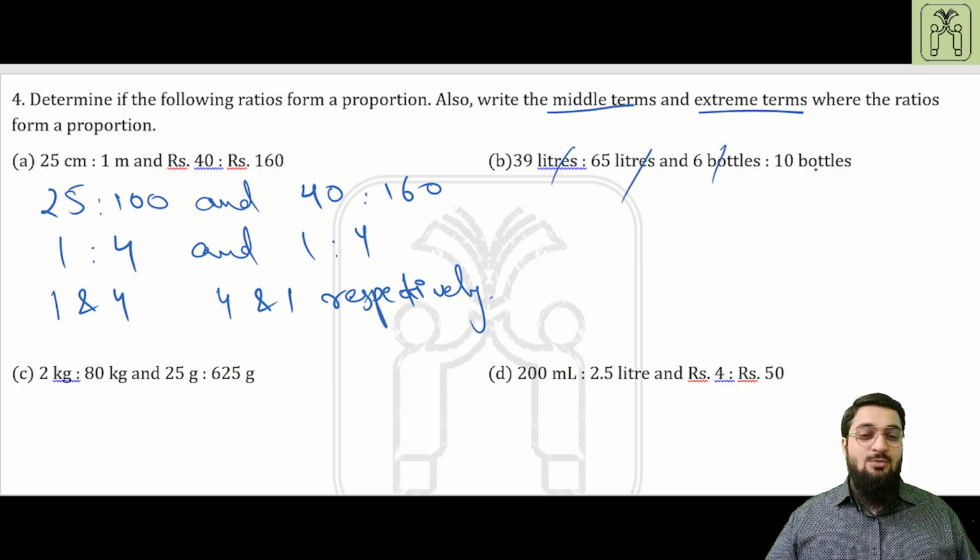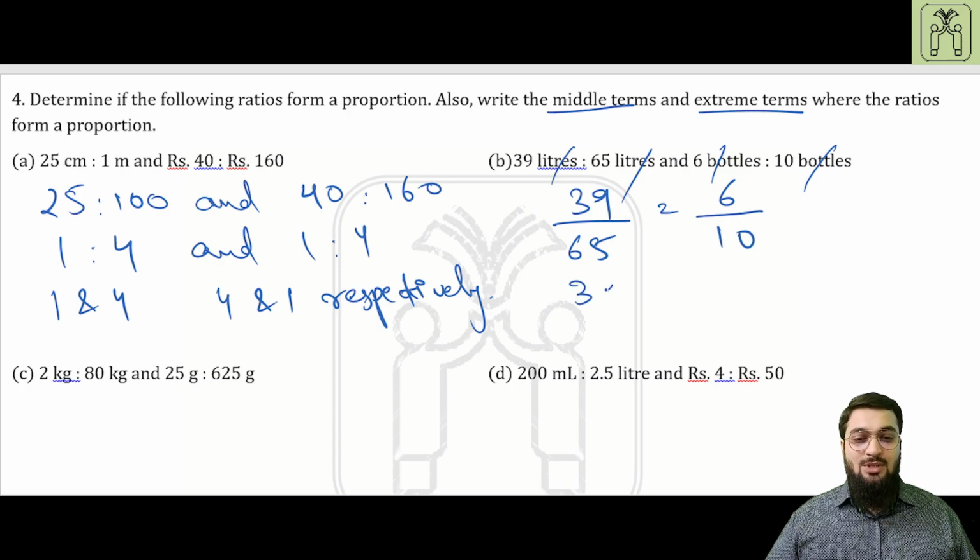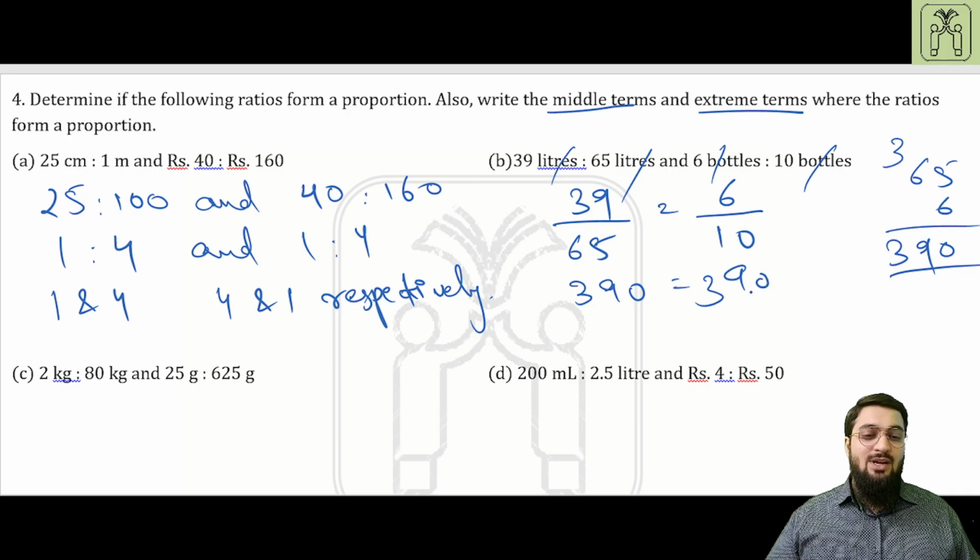Part B, 39 liters, 65 liters, 6 bottles and 10 bottles. Liter cancels out, bottle cancels out. So 39 and 65, can they be simplified? So what we will do, we will do 39 upon 65 is equal to 6 upon 10, and 39 into 10 will be done. So this will be 390 on the LHS, and 6 into 65, 6 5s are 30, 6 6s are 36 plus 3, that is 390. So we achieve the answer 390 on both the sides, therefore they are in proportion.